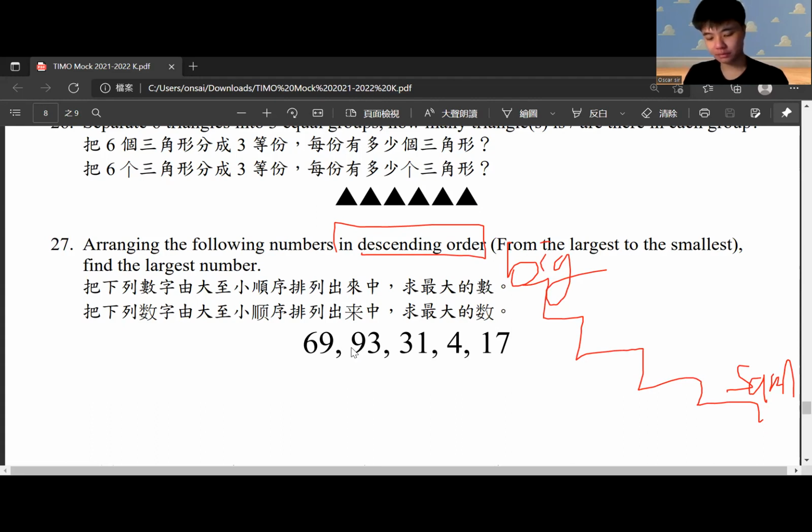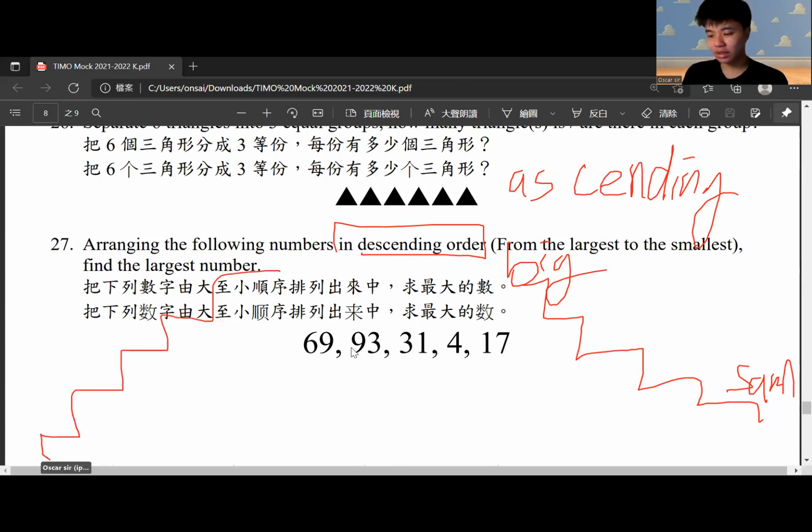Descending. 93. Okay, descending order means from the largest to the smallest. In other words, we can say that ascending order is the opposite of descending. Ascending is like this: from the smallest to the biggest, to the largest. Okay. This is the opposite word. Descending is the largest to the smallest. Ascending is the smallest to the largest. It's opposite, you know? Opposite.